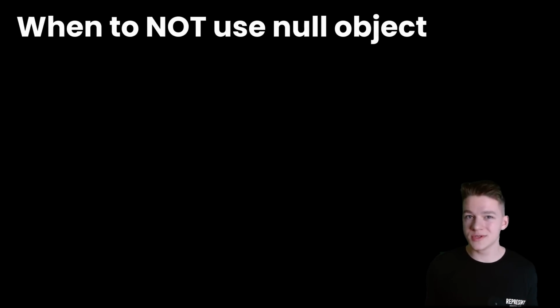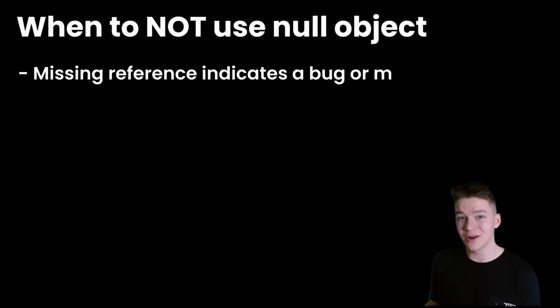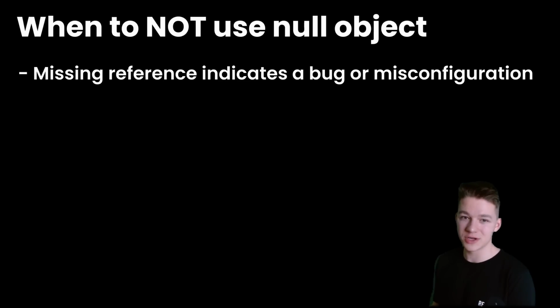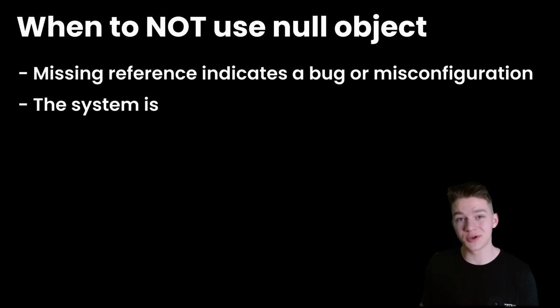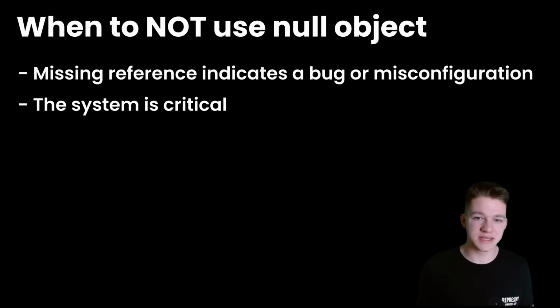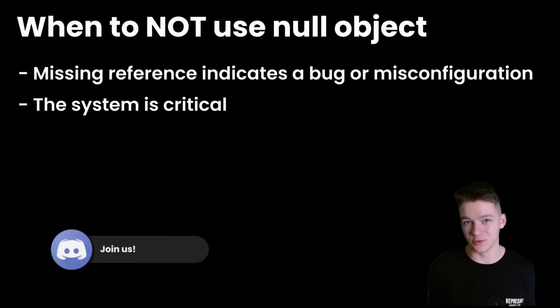And when should you not use it? I think that you should not use it when the missing reference or null value indicates a bug or misconfiguration, because then when it doesn't do anything, it doesn't really tell you that there is a bug. And you should probably also not use it when the system is critical for the application, such as some kind of game manager, health system, which probably should not have null values.